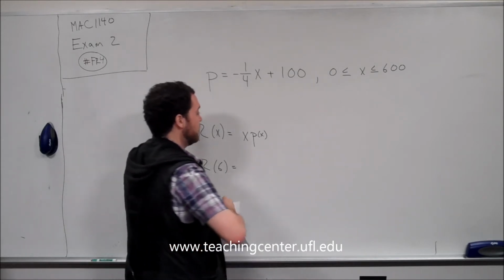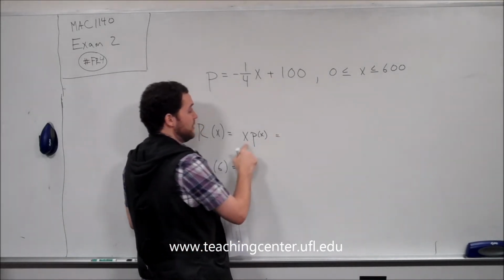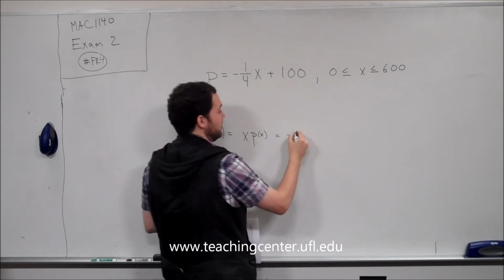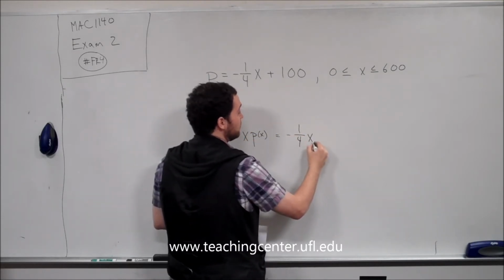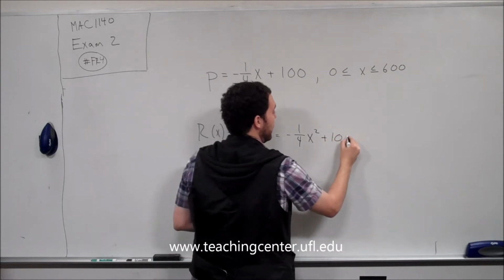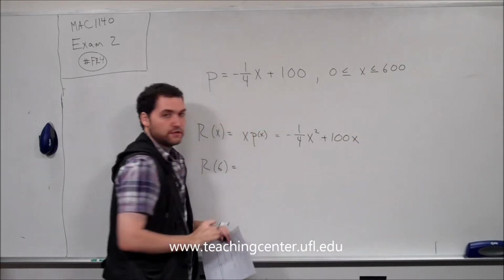So let's go ahead and actually write that equation out. It would just be X times this. So it's just going to be negative 1/4 X squared plus 100X. So that's it for the first question.